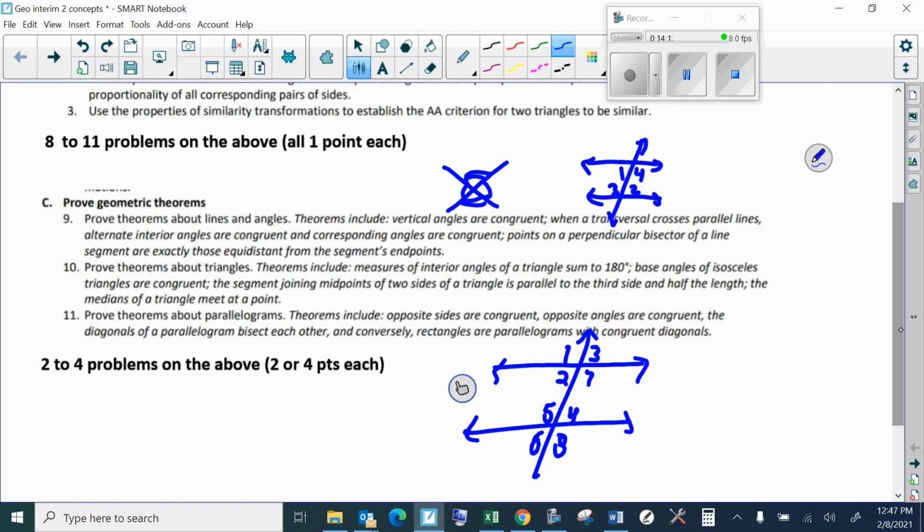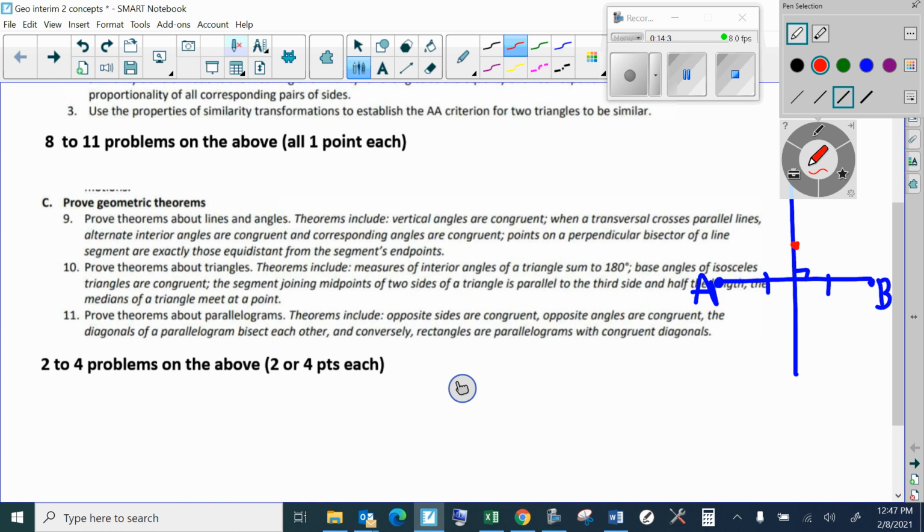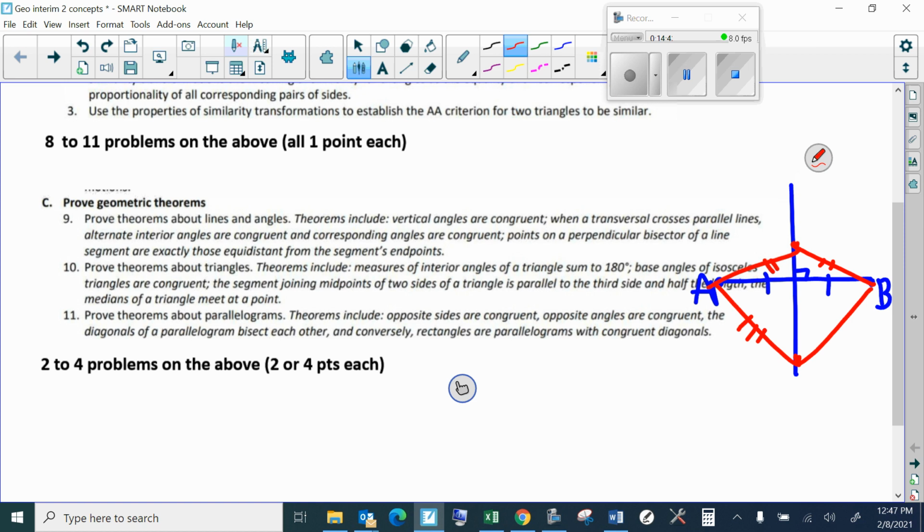Points on a perpendicular bisector are equidistant from the endpoints. Okay, here's a segment. Here's its perpendicular bisector. It shows it's a perpendicular bisector of that segment AB. What this is saying is any point on this perpendicular bisector is equidistant from the endpoints. That distance is equal to that distance. If I go from this one, it's also on the perpendicular bisector. That distance is equal to that distance. That's all it's saying. Any point on the perpendicular bisector is equidistant from the segment's endpoints.